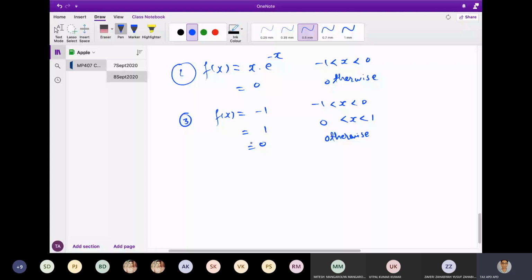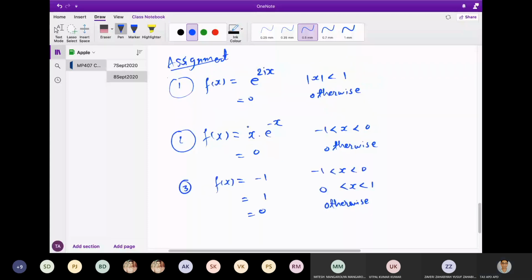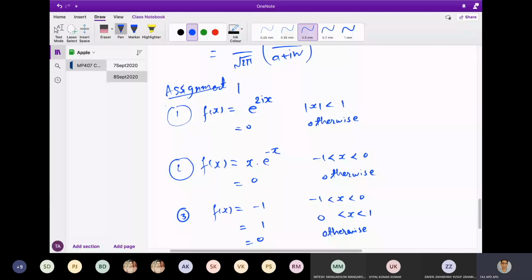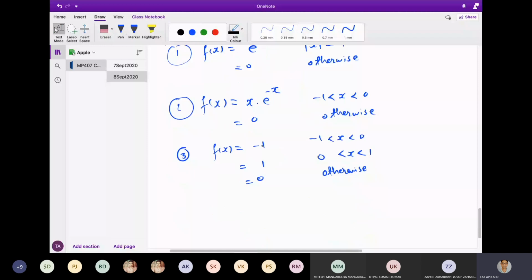Okay, so these three examples you should be doing in the assignment. Find the Fourier transform. Find the Fourier transform. That's the question. Okay, so let us just summarize this.